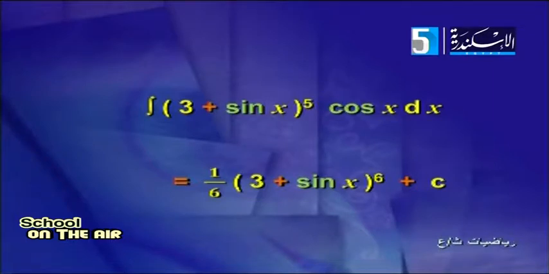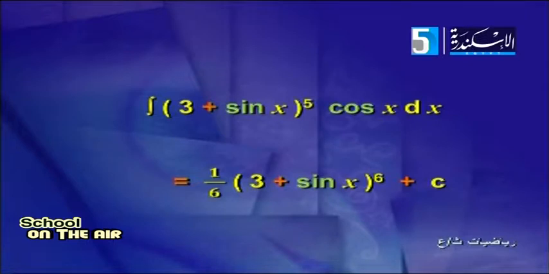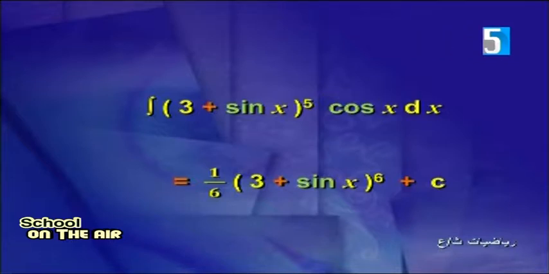Now we have a bracket to the power 5. We add 1 to the power and divide by the new power. In addition, the derivative of the function inside the bracket multiplies this bracket. The derivative of 3 plus sine x is cosine x. Then the integration of (3 plus sine x) all to the power 5 cosine x dx equals 1 over 6 multiplied by the bracket (3 plus sine x) all to the power 6 plus the constant c.